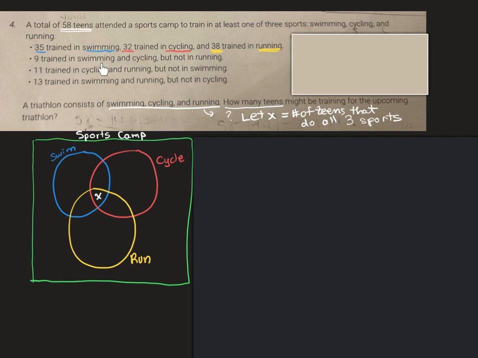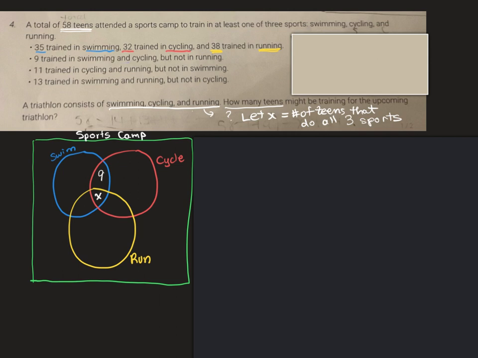9 trained in swimming and cycling. So that would be the overlap of the swimming and cycling, which would be this area here. These 2 areas would add together. That's the overlap of the blue circle and red circle. But then they say not in running. So these 2 areas are the overlap of swimming and cycling, but this one area here with the X in it is within the running circle. So as a result, we're just talking about this one area here. So that 9 can go straight in there. Let's put a 9 there.